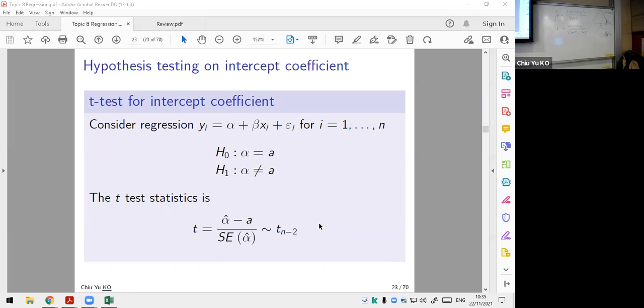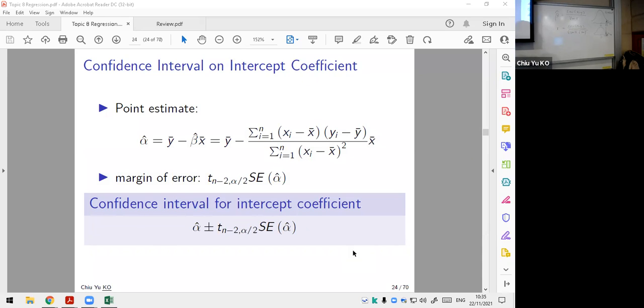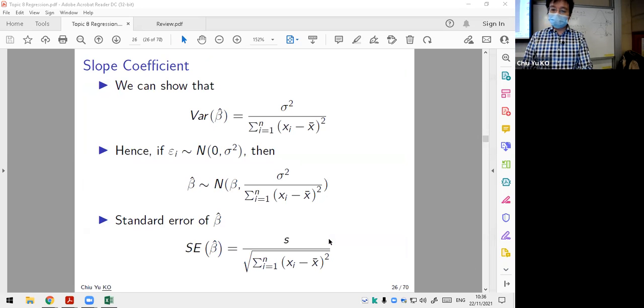So now the question would be, we can do the t-test and we can do the confidence interval. That is not something very difficult to do, and later you will see that in Excel it is immediate.